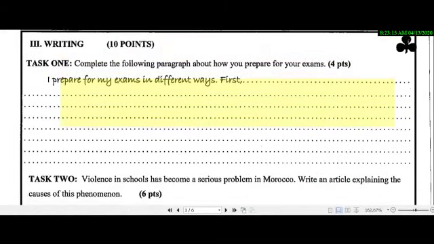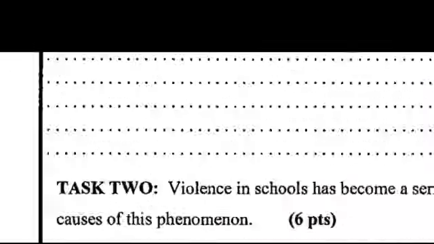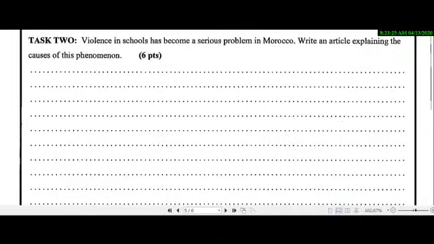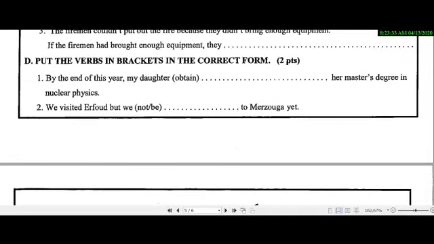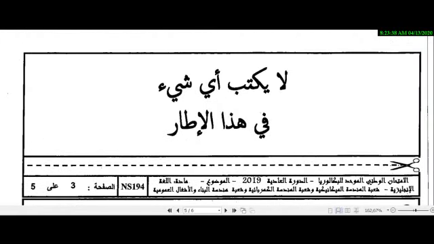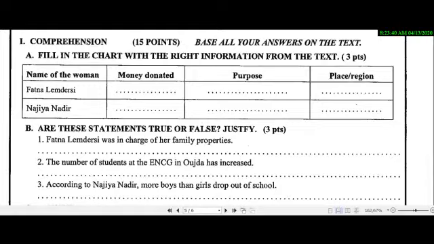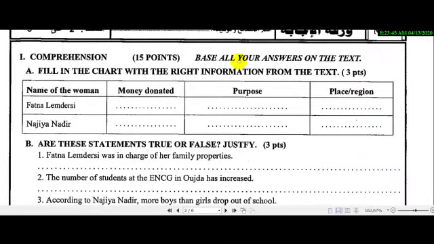The last part is writing, which is on 10 points and is divided into two tasks, or two exercises. Task number 1 is on 4 points, and task number 2 is on 6 points, which gives us 40 points considering the national exam note. But in your exam, your final mark is going to be just on 20.